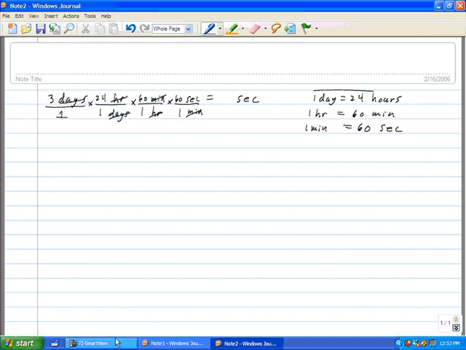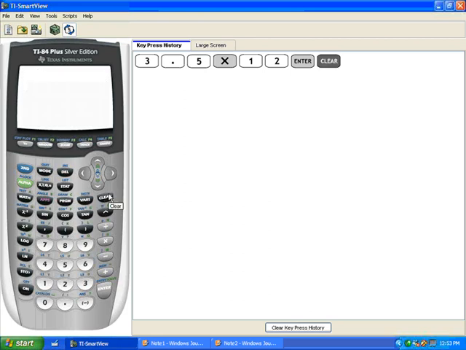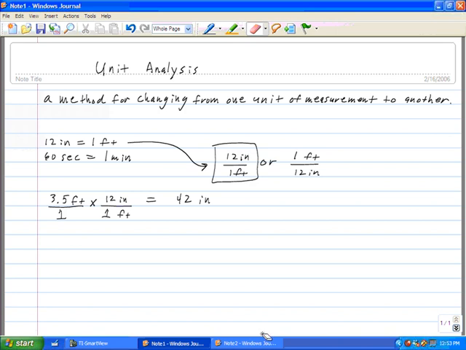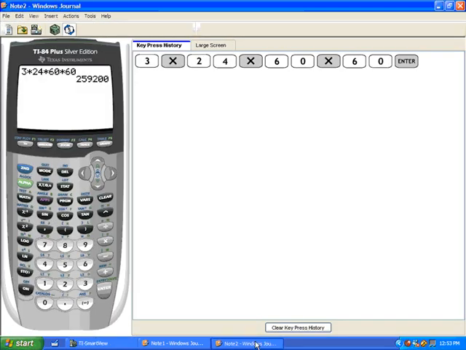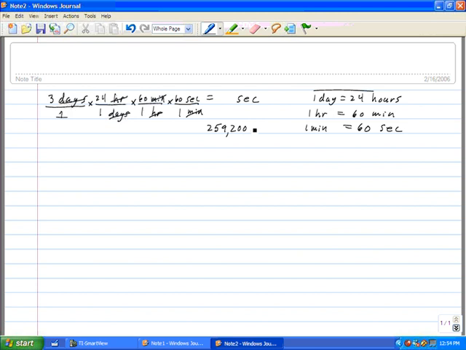We go back to the calculator and say 3 times 24 times 60 times the other 60. 3 times 24 times 60 times 60, and there would be our answer. So our answer would be 259,200 seconds.